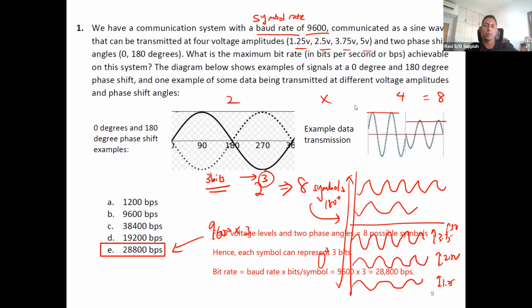Why is it 3 bits? Because you have a total of 8 symbols. 8 symbols means 8 possible different ways in which you can represent data. If I want to represent data in 8 different ways, then I need 3 bits because 2 to the power of 3 is 8. So you must always come back to how many bits I need to represent all the different signals that I have.